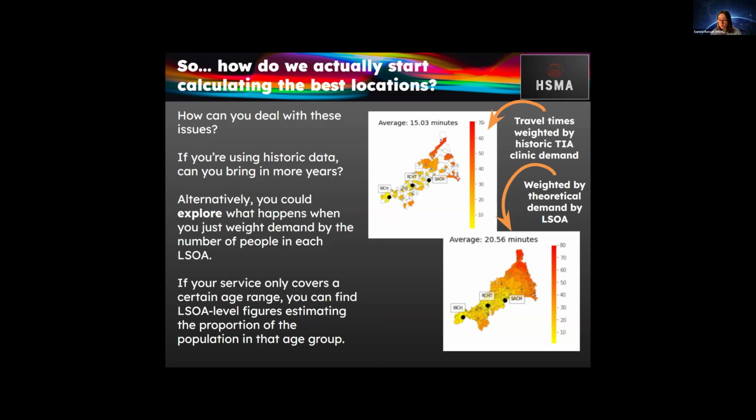So this example here was weighted by historic clinic demand, and we saw that we had an average travel time of 15 minutes, and we had a lot of regions showing up as blank, effectively. We didn't provide a travel time, we didn't factor them into our analysis, because historically they didn't have any demand, so why would we include them? Well, actually, if we averaged out, weighted by some sort of theoretical demand by LSOA instead, our average travel time jumps up, and potentially even our best solution changes quite significantly.